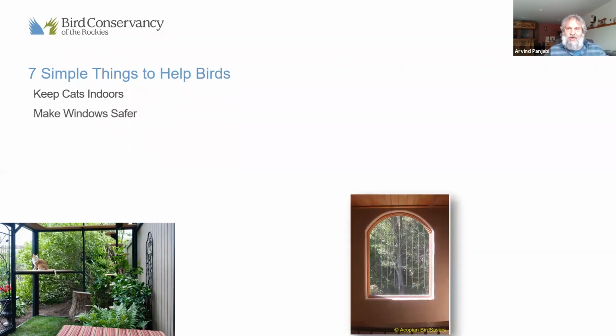Another major source of mortality that we know about and can address is window collisions. While we often think of collisions happening on tall skyscrapers and with wind turbines, the majority of window collisions actually happen at people's homes. So we can all make our windows safer, especially if we're attracting birds to our yards. It's something we should do.